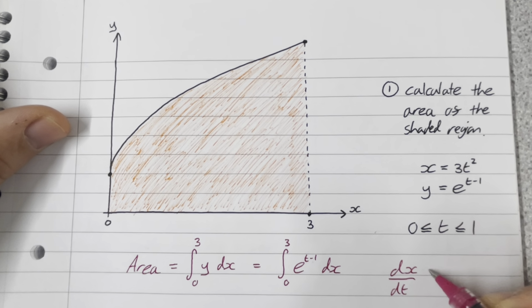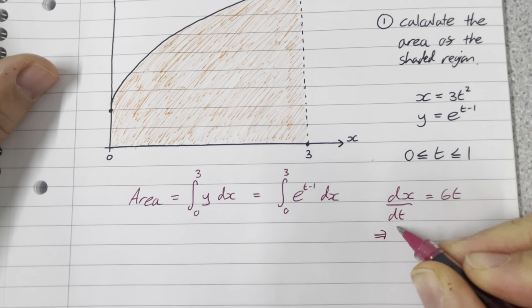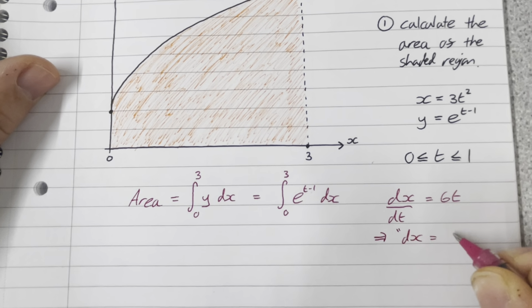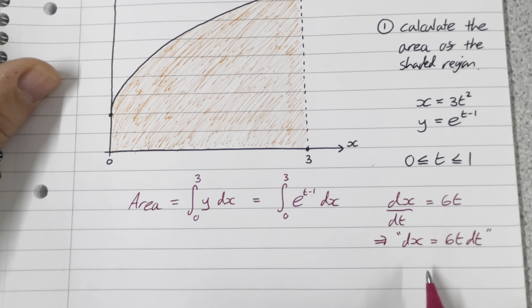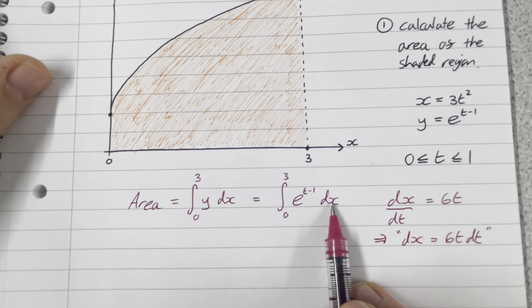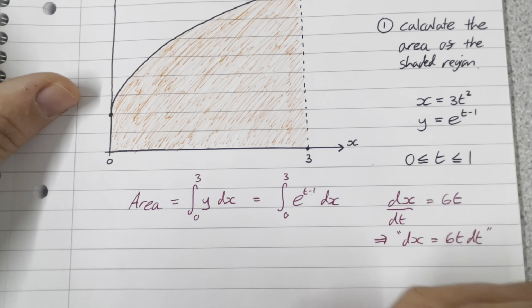So let's consider this definition. dx by dt is going to be 6t. Nice, straightforward derivative there. So that tells us that dx is going to equal 6t dt. And I'll put this in quotes, but if you don't put it in quotes, you won't lose any marks. So that solves that problem. And now we need to solve this problem over here. The x limits need to change to t limits.